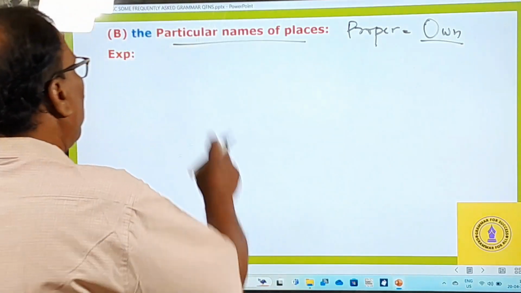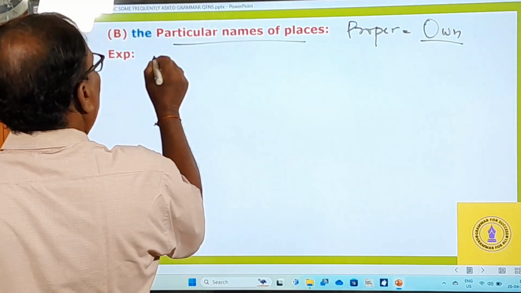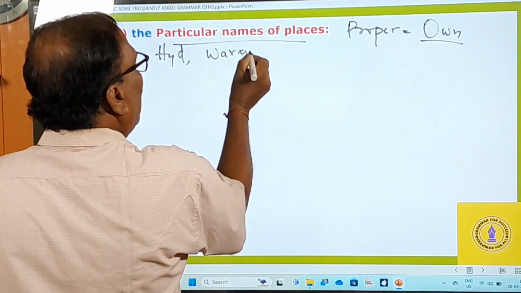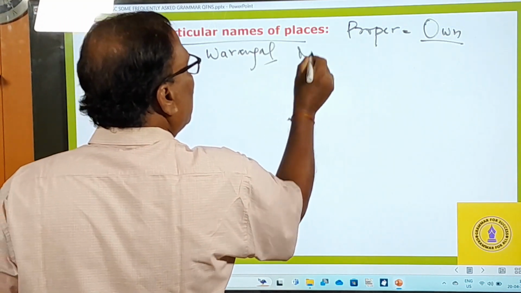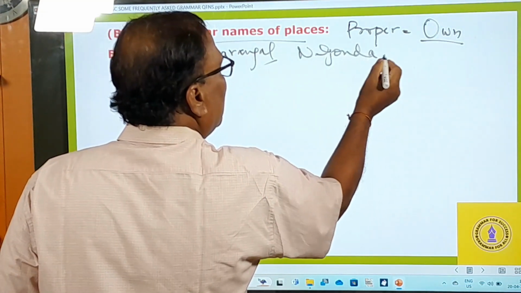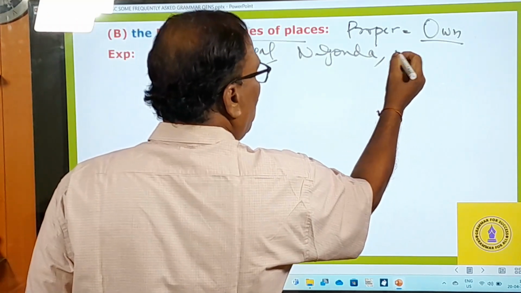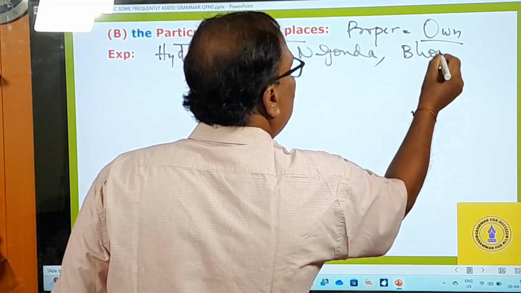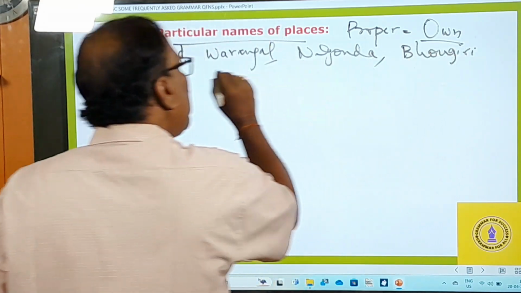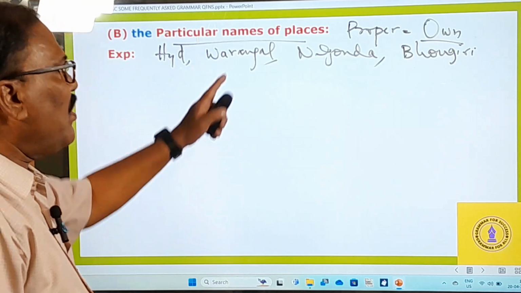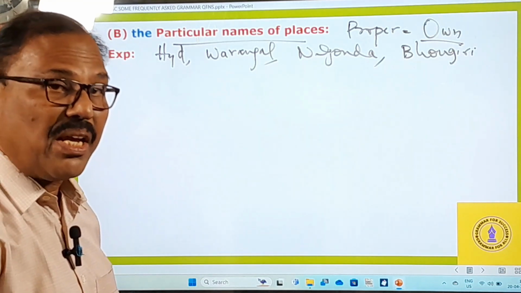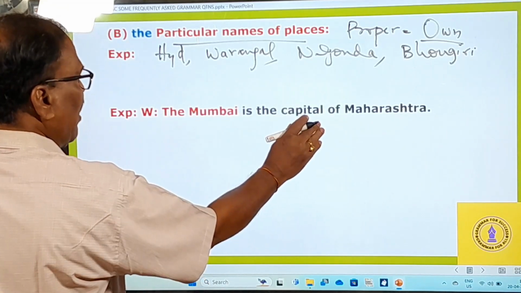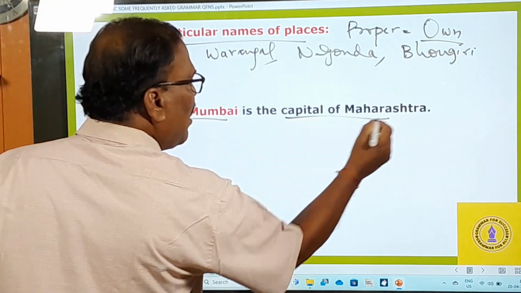And here, particular names of places. What are the particular names of places? Hyderabad is a particular name of a place, and Warangal is a particular name of a place. Nalgonda, my native district, is also a particular name of a place. Bhongir is there too. These are all particular names of places, and before them we should never use any article. In the examination, it will be given like this: 'The Mumbai is the capital of Maharashtra.'